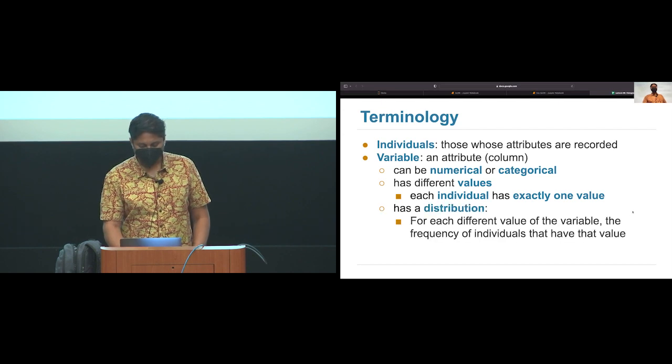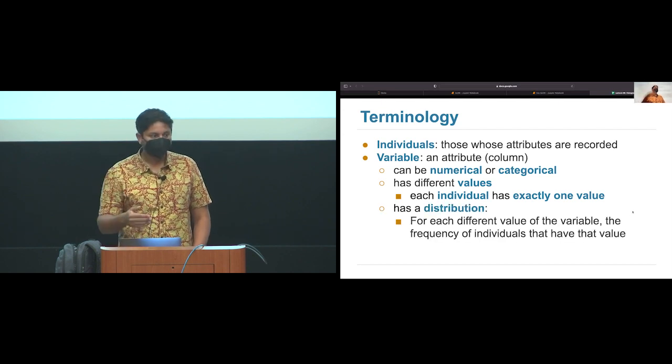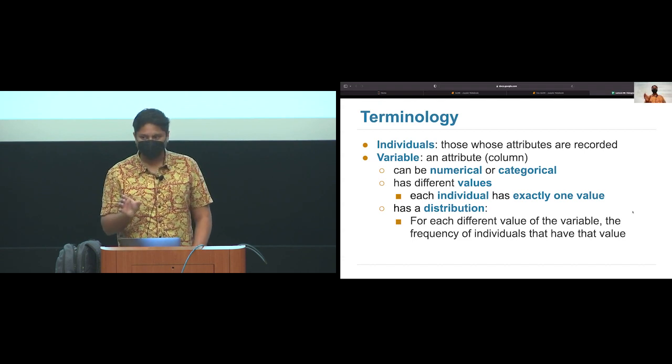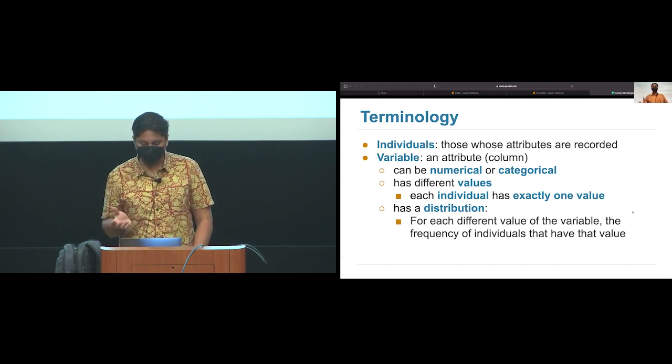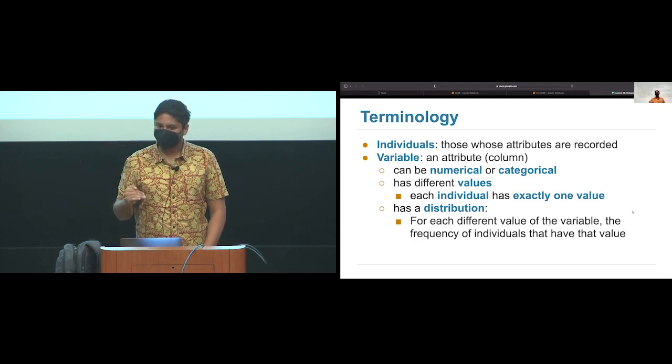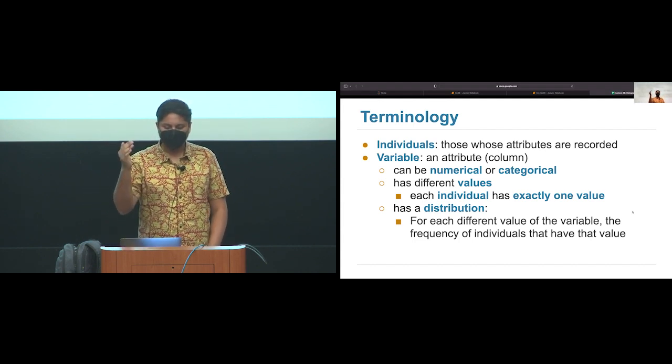And then what we're going to talk about today is each variable, each column has a distribution, right? So every column has a distribution. And what is a distribution? It's essentially just a list of all the unique values that that variable can take, and then the frequency of those values.